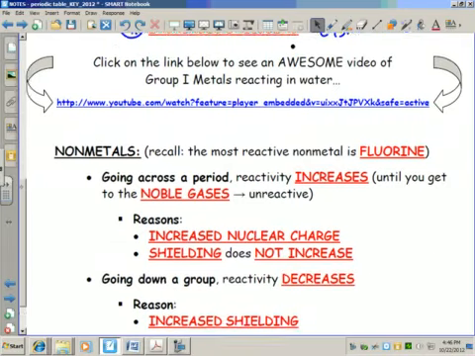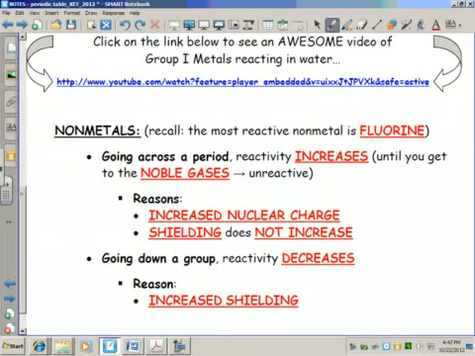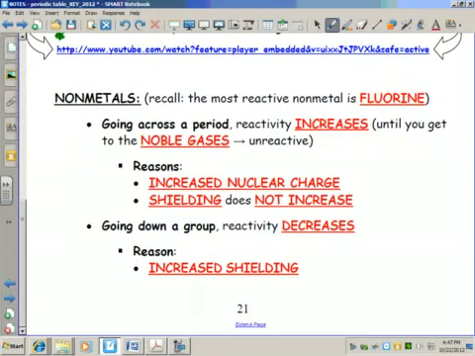Then we look at the nonmetals, and this video is, I think I've already shown it to you, but if you haven't seen it, it's group 1 metals reacting with water. It's worth the 4 or 5 minutes. Nonmetals, on the other hand, we said these guys want to gain electrons. The most active, the Grinch is fluorine. Going across a period, reactivity increases. All right? Reactivity increases across a period.